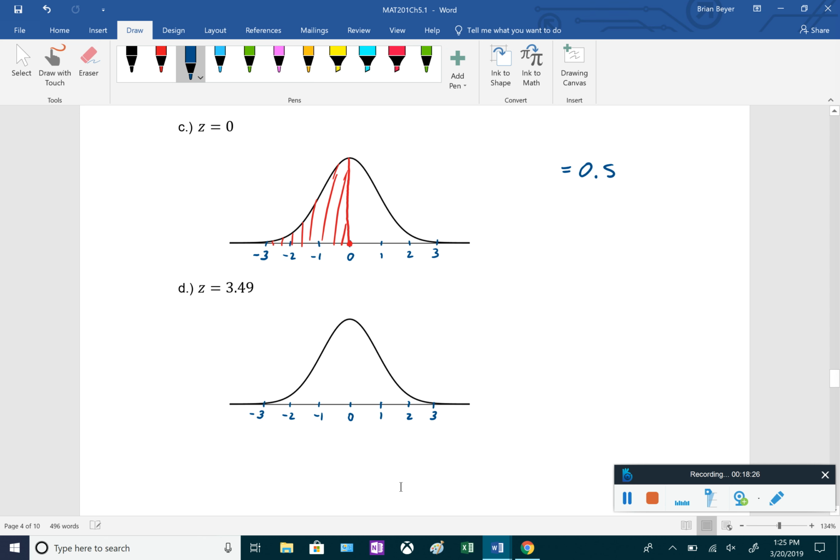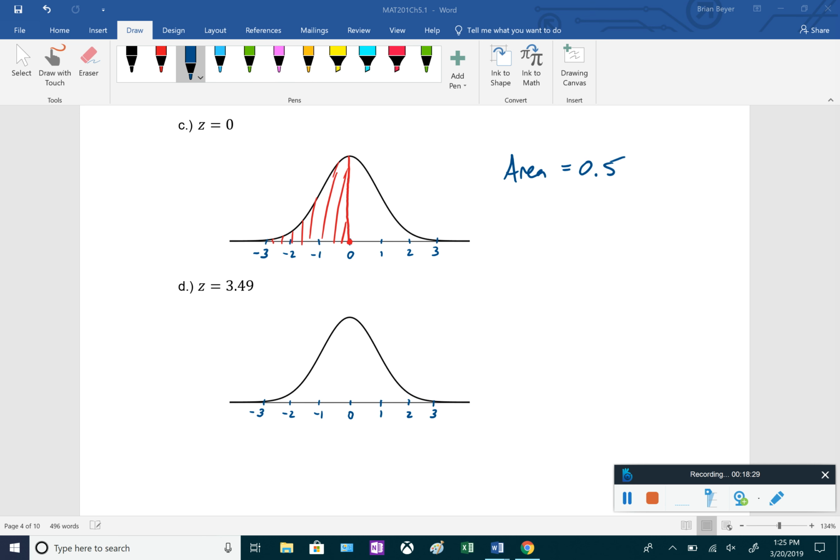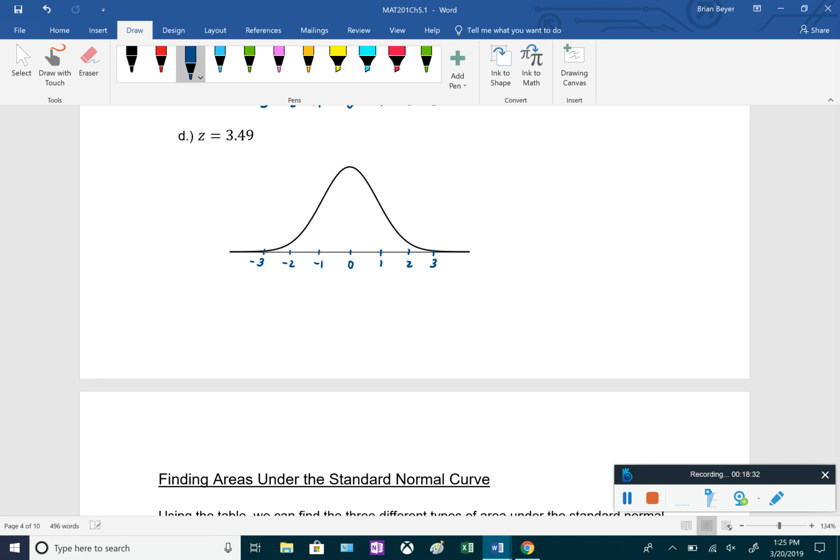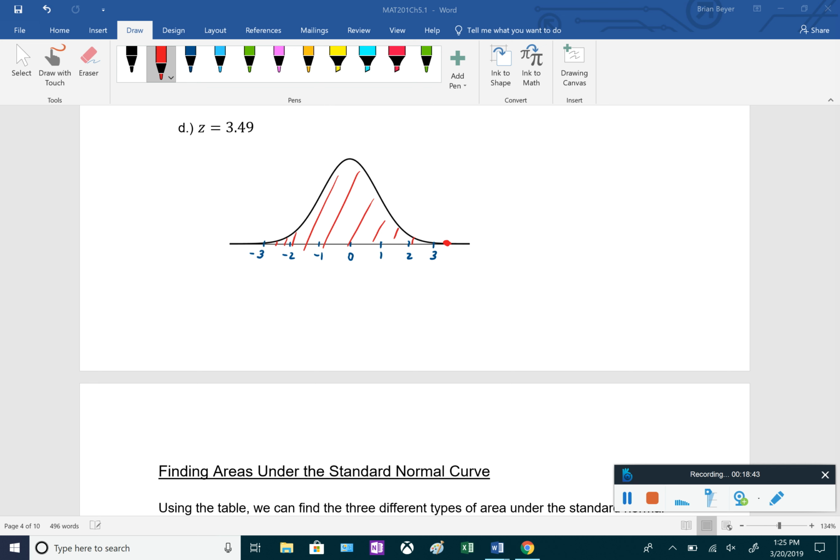Okay, and then for the last one here, z equals 3.49. So 3.49 is really far over here. It's all the way to the right. So that's going to be this whole thing shaded in. So we should expect that answer to be close to 1. So let's look at the table.